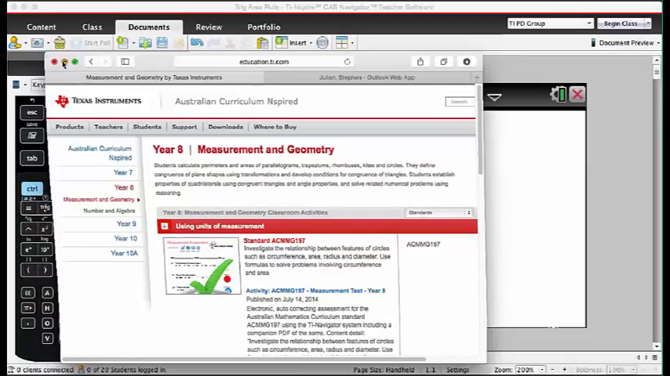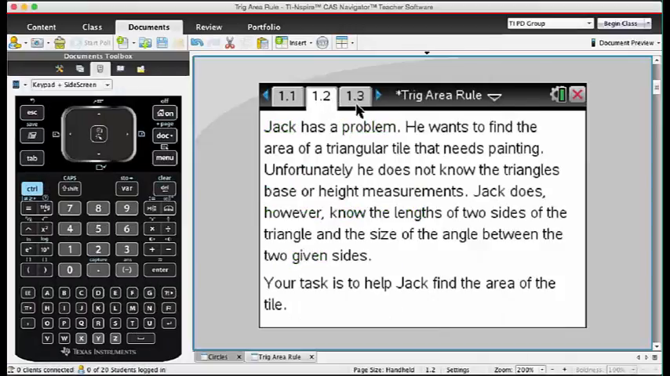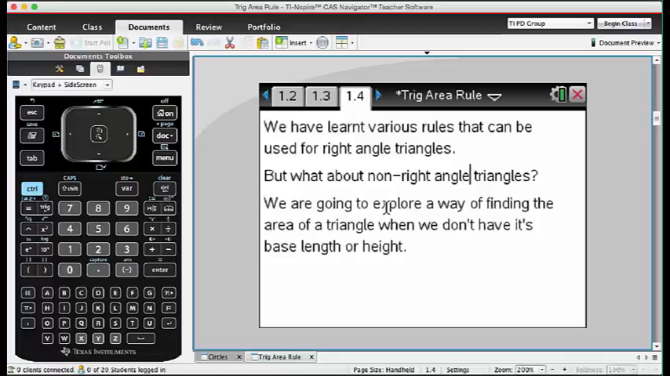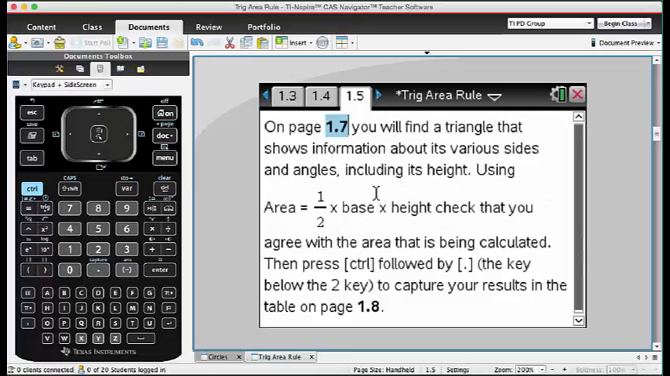So the idea, and I'll take you through this very quickly because I know we have limited time, is that Jack has a problem about trying to find the area of a tile. He's trying to find the area of it. So we can see that Jack's got his tile. It gives you the information already. It talks about how we've learned already about a half base times height, but what about non-right angle triangles? So again, you can see it pretty much talks the students through, and tells them what rules they should already know.